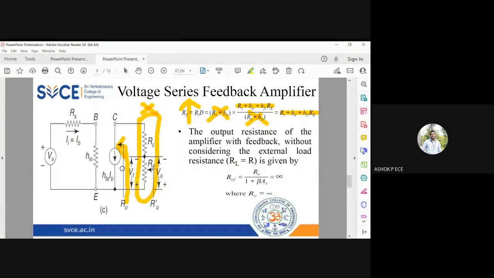If I exclude RC and RE, what is remaining on the output side? I have only the current source, correct? What is the resistance of the current source I told you? Please, I need an answer. I have been saying this repeatedly for a long time. The resistance of a current source is infinity.